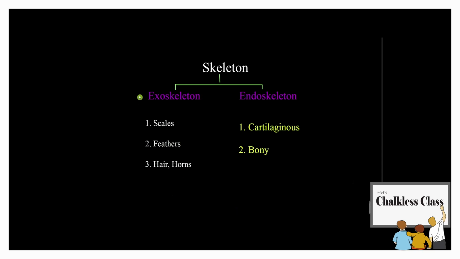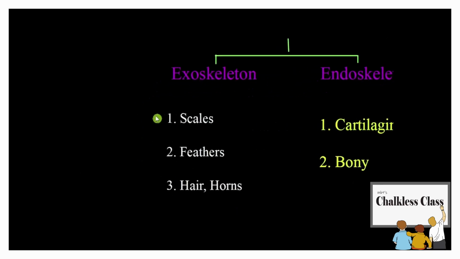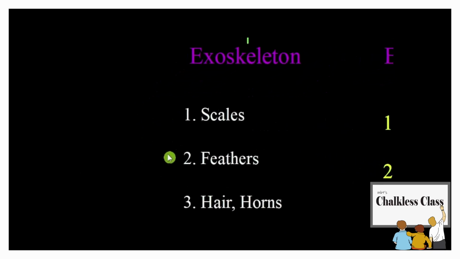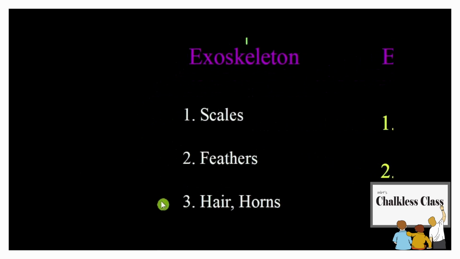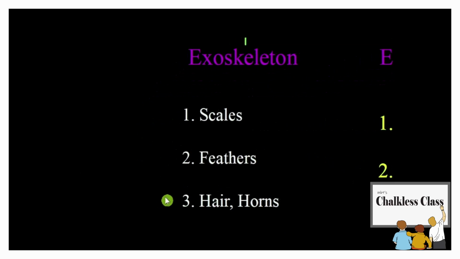Exoskeleton in vertebrates is in the form of scales, feathers, hair, horns, hooves, etc. The scales are present in fishes, reptiles, birds, and mammals. Feathers are a unique character of the birds. Hair, horns, hooves, claws, these form the exoskeleton in mammals.